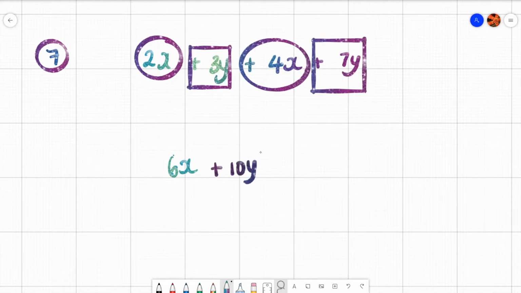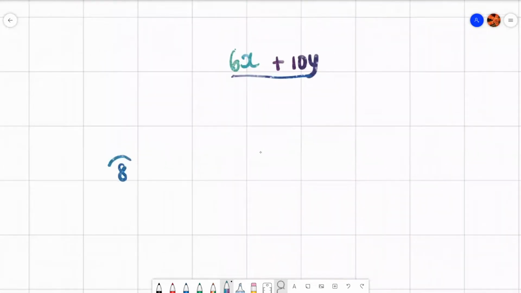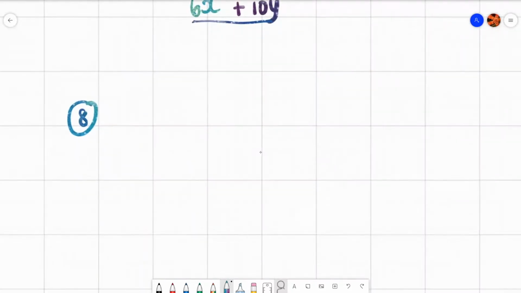I can't add these together because they are totally different. Therefore, it stays as it is. Don't make the mistake of adding that and writing 16xy. It's not correct. Let's have a look at something different.